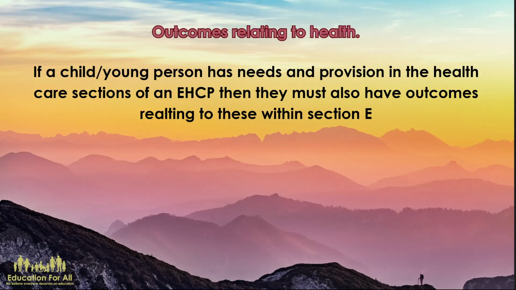Outcomes relating to health. So if a child has needs and provision in the healthcare sections of an EHCP, so if we've got needs in C and provision in G, they must also have outcomes relating to these within section E. So any needs and provision must have an outcome. You've got your needs, you've got your provision to support that, and then you've got your goal you're aiming for, what you're working towards. I get that in quite a lot of health situations we're not necessarily going to be able to have anything major as an outcome, even if it's just attending appointments, learning how to manage illnesses or medications or treatments or something like that. Those are the kinds of outcomes that we generally see in section E relating to health.